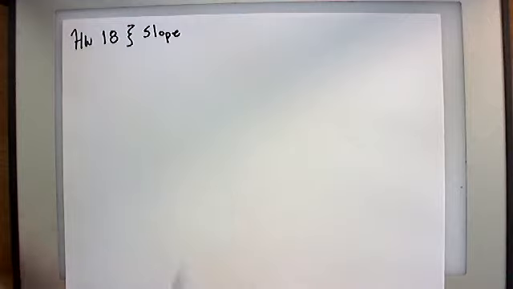Okay, so 18 and 19, they will be coming out on the same day. They are both due on the same day. Pay attention to the schedule.